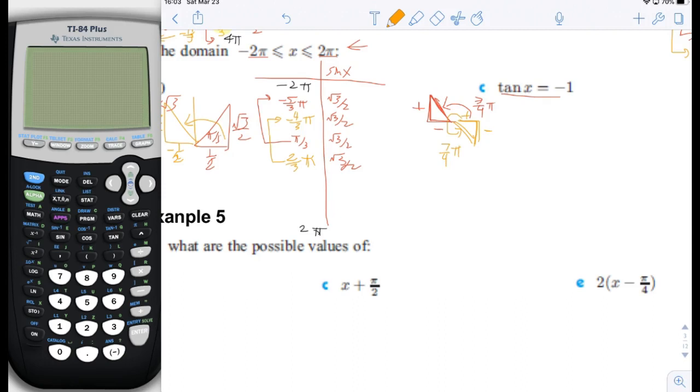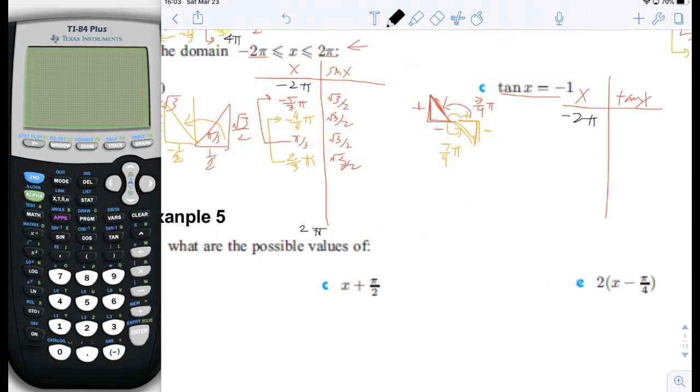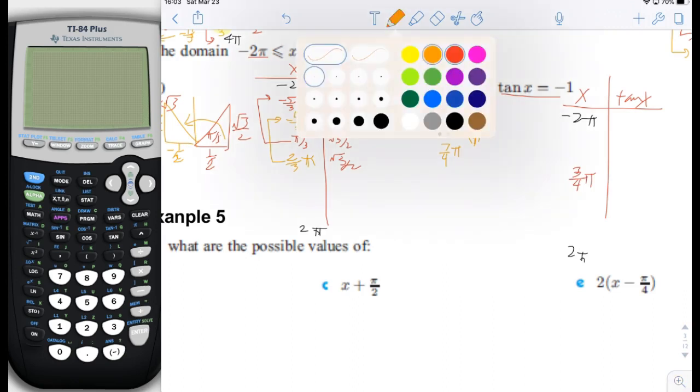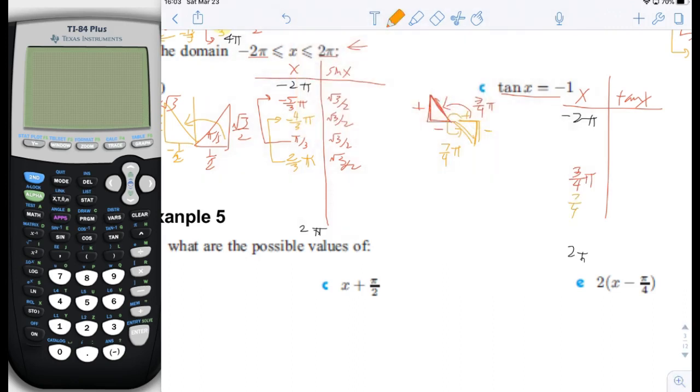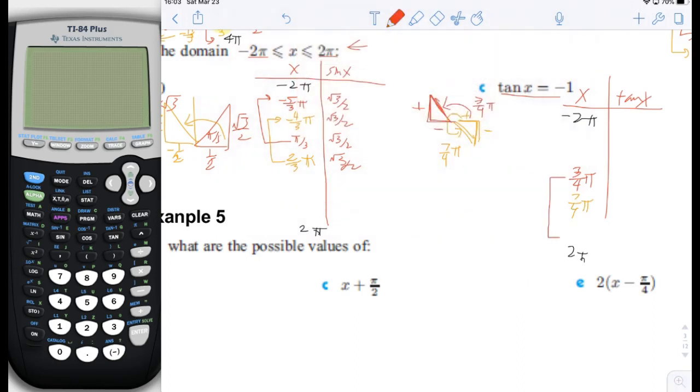Okay, and so basically we're going to make another table. Oh, I forgot to put x here. So we're going to have another table just like that one, except this one's going to be x and tan x. And our limits for our domain are going to be negative 2 pi minimum, positive 2 pi maximum. And we know that somewhere in the middle, we're going to have 3/4 pi as our red angle, and our orange angle would be 7/4 pi. So, if we do add 2 pi to 3/4 pi, we know that we're going to get an angle that is bigger than the maximum limit of 2 pi, so we don't even try to do that.